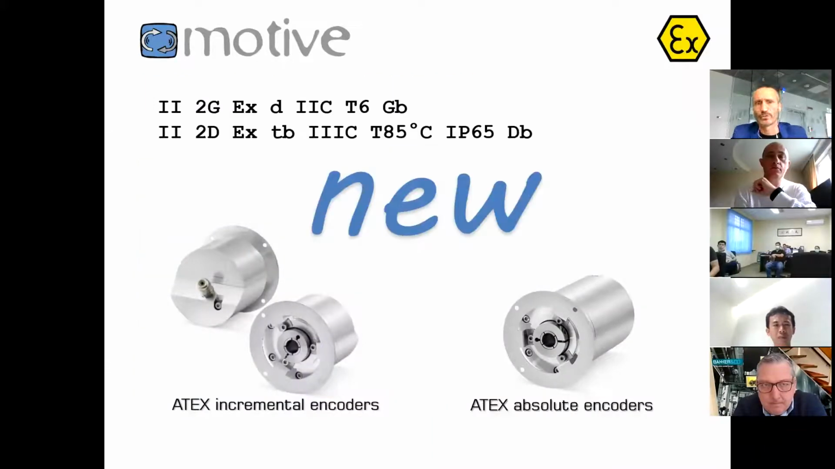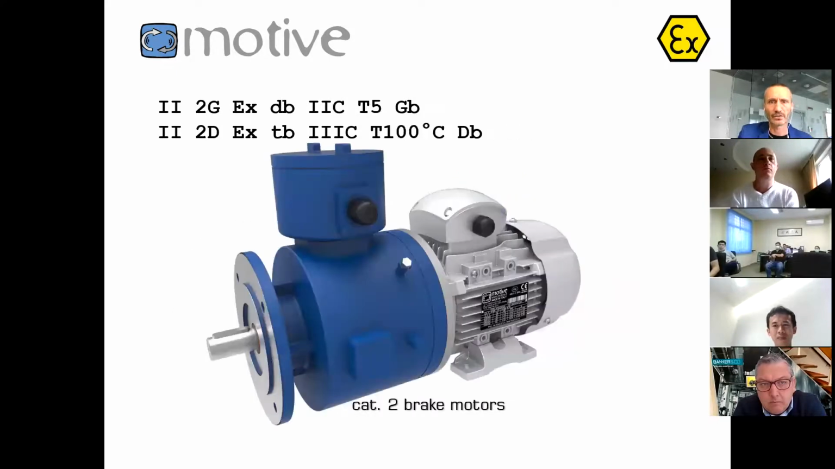So this is new. We had to widen our ATEX installation possibilities by including also ATEX encoders. There is an ATEX brake as well for category 2. In category 3, the brake motor would look like a normal brake motor with some specific features. But for category 2, we had to adopt an EXD brake. In this case, it's cast iron, it's heavy, because the explosion had to be kept inside.